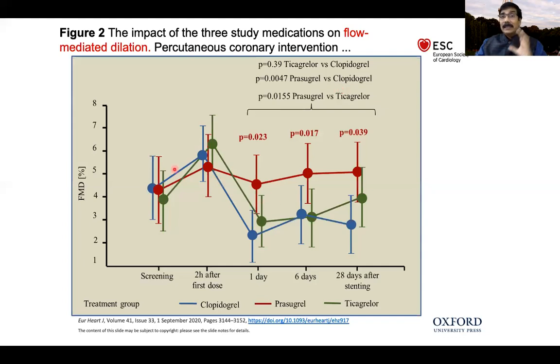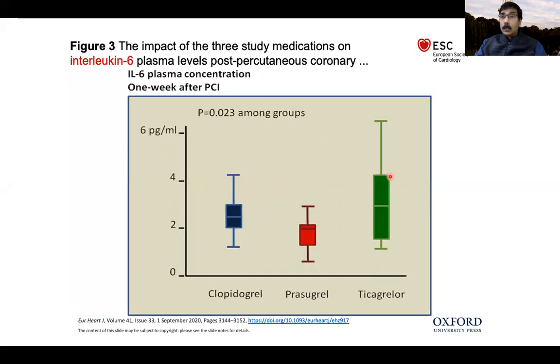They found that the best results with the flow-mediated dilatation post-PCI, which is supposed to be a good factor, was with prasugrel. Compared to both ticagrelor and clopidogrel, prasugrel was superior. Also, if you look at the interleukin-6 levels, which are the inflammatory markers in acute coronary syndromes, prasugrel had the lowest levels of interleukin-6.